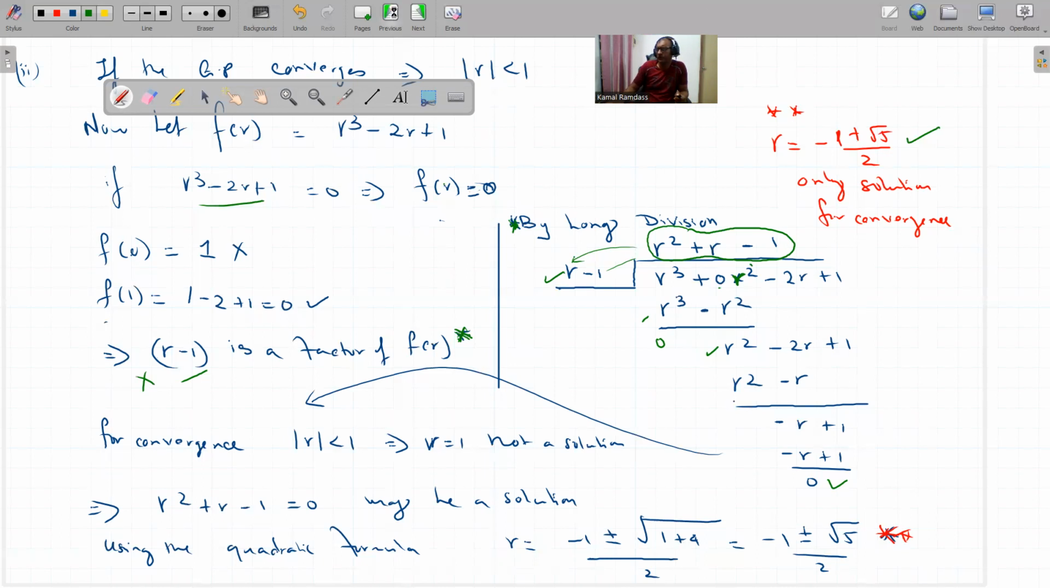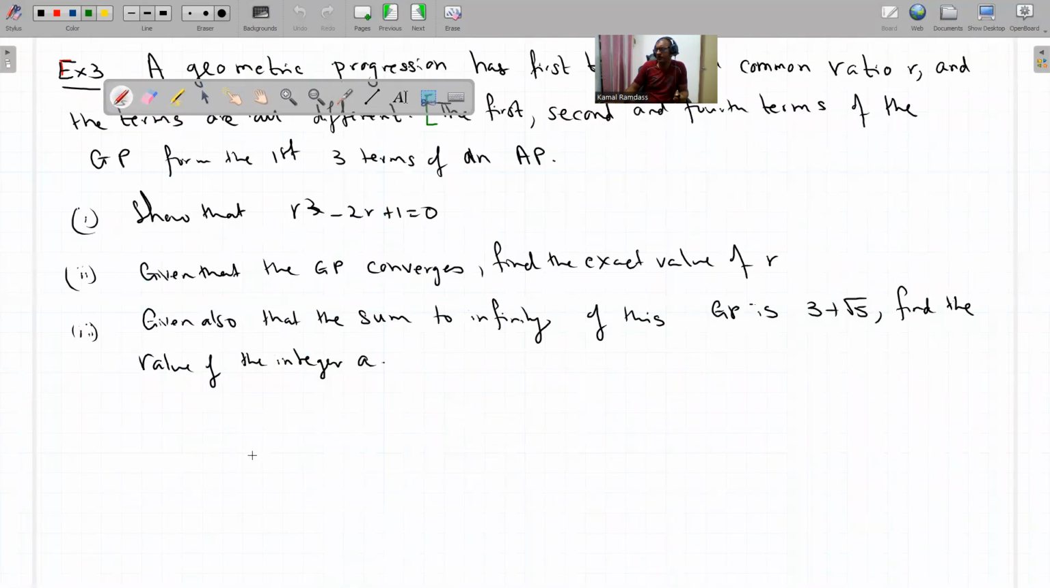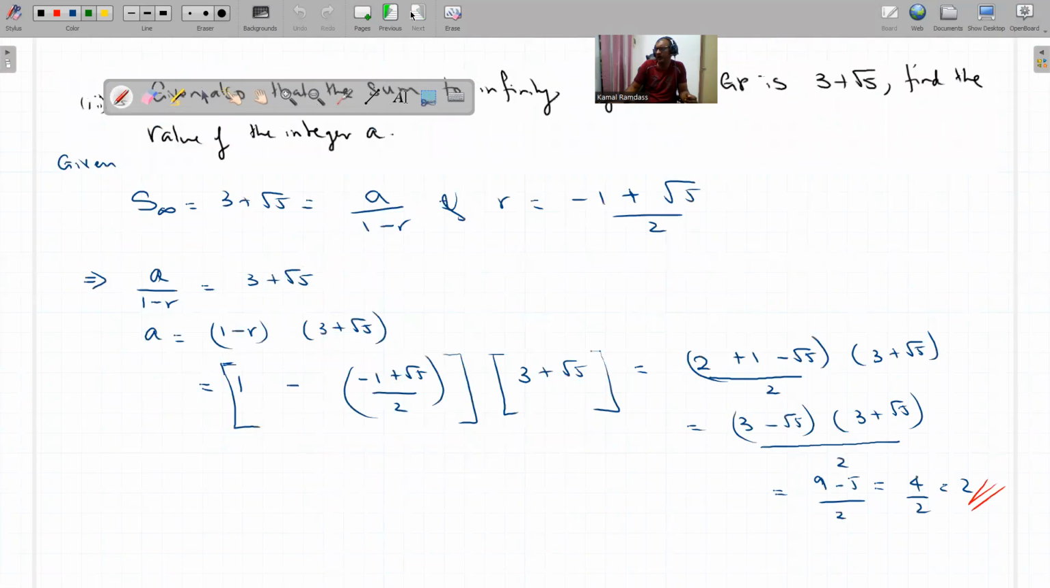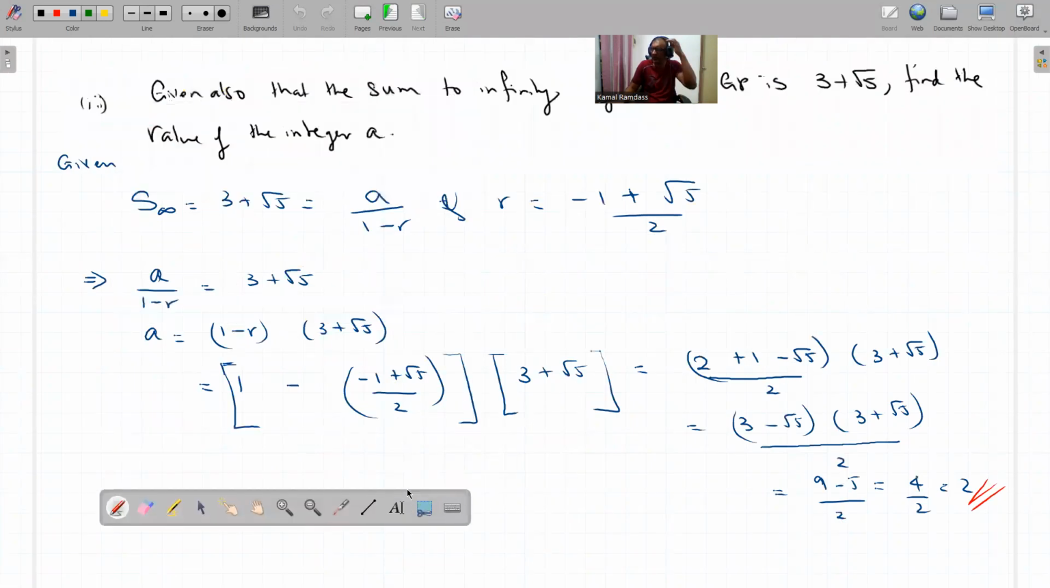Et là, qui nous dit encore la question. Given also that the sum to infinity of this geometric progression is 3 plus root de 5, find the value of the integer a. Nous s infinity, ça veut dire a divided by 1 minus r is equal to 3 plus root de 5. Et c'est sa relation-là qui va vous enrôler là. Ça veut dire s infinity is equal to 3 plus root de 5 is equal to a over 1 minus r. Et a, on me connaît.